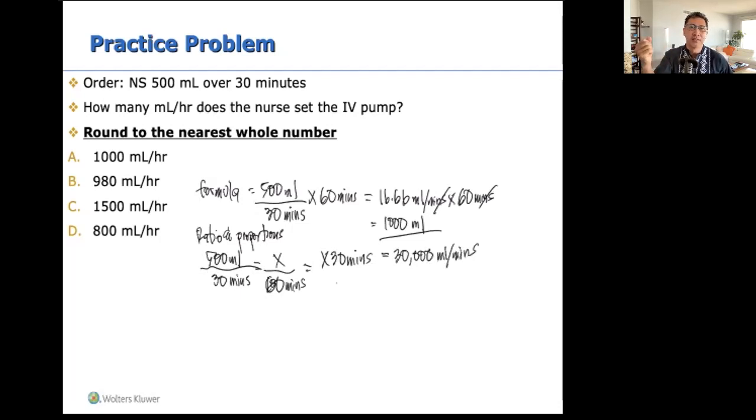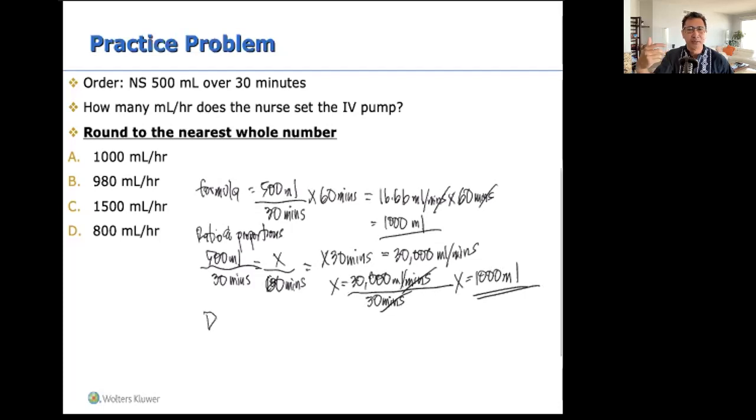So I'm doing it here algebraically. 500 ml to go in 30 minutes equals X, which I don't know, to go in 60 minutes. Cross multiplication. And it should give me the same answer of 1,000 ml. I'm also going to do it here the dimensional analysis way, so you can pick which one you can stick to.